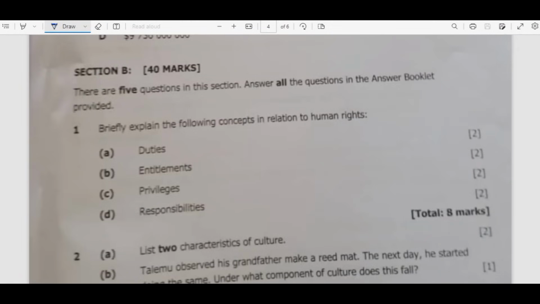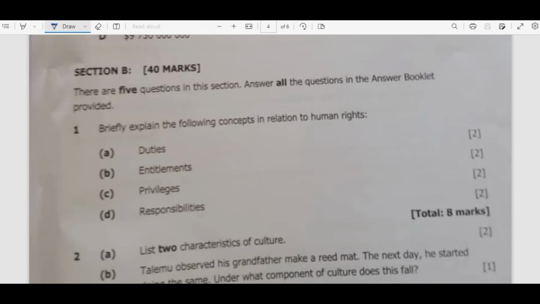In today's lesson, we want to revise Civic Education, which was written in 2023 under external candidates. In this lesson, we want to revise section B. So when you look, section B carries 40 marks. So 40 marks in an exam, you don't need to play with it.